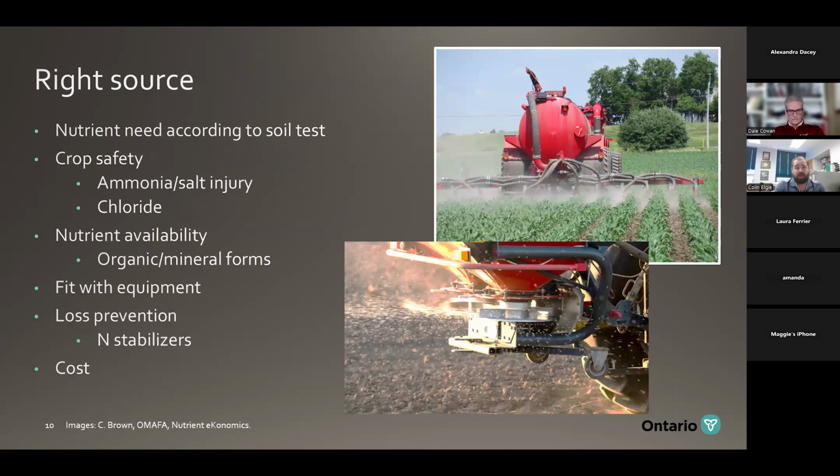To start off, I'm going to look at right source. If we think about crop nutrients, there are a lot of different ways that we can get those crop nutrients out in the field to the plants. Things like manure or organic amendments are a wonderful source of nutrients that, depending on whether you've got livestock or where you're located, you may have more or less access to. But there are also a lot of commercial fertilizers that we can use to either fill in the gaps from manure or look at our fertility plan in total.